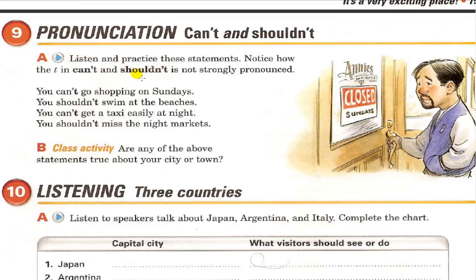Page 76. Exercise 9. Pronunciation. Can't and shouldn't. Part A. Listen and practice these statements. Notice how the T in can't and shouldn't is not strongly pronounced. You can't go shopping on Sundays. You shouldn't swim at the beaches. You can't get a taxi easily at night. You shouldn't miss the night markets.